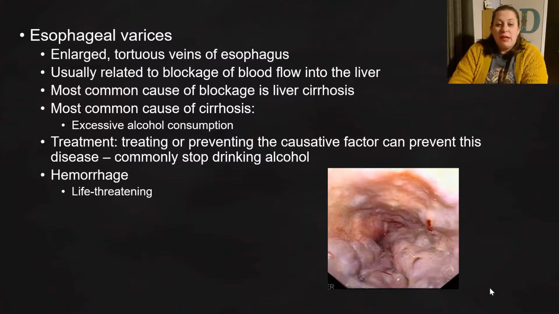Treatment: treating or preventing the causative factor can help prevent this particular disease. So taking care of the liver and making sure that blood flow to the liver is good will help prevent these from developing. The big thing here is to stop drinking. If they drink alcohol and it's causing cirrhosis, we would want them to stop drinking alcohol so that we can start to get that cirrhosis a little more under control. Not that we're going to necessarily reverse it, but just get it under control.